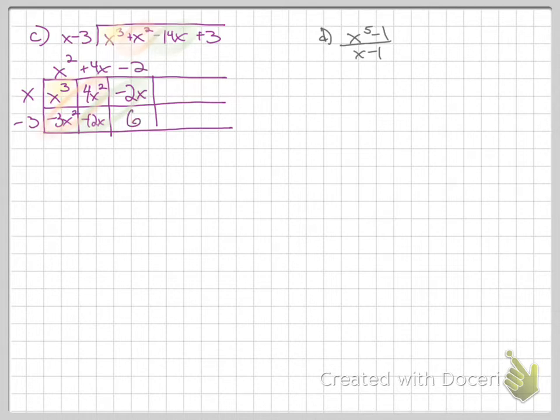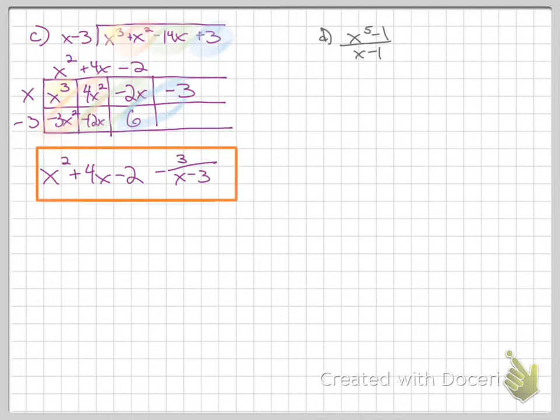This time it does not equal the next diagonal. Sorry, the next diagonal does not equal the constant. So I do need a remainder. I need it to be minus 3, so that 6 minus 3 gives me the positive 3 in the question. And now my answer is x squared plus 4x minus 2 minus 3 over x minus 3, because this problem has a remainder. I'm going to stop right there.